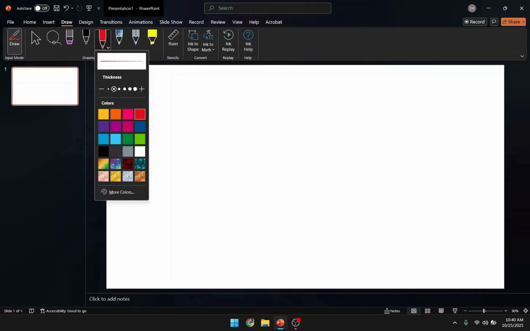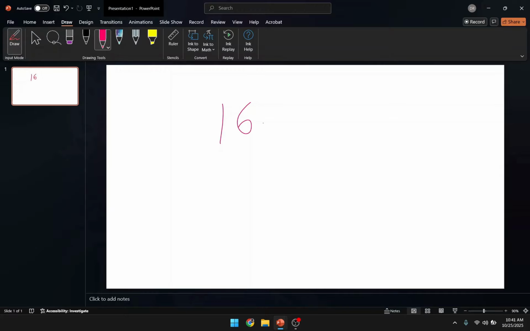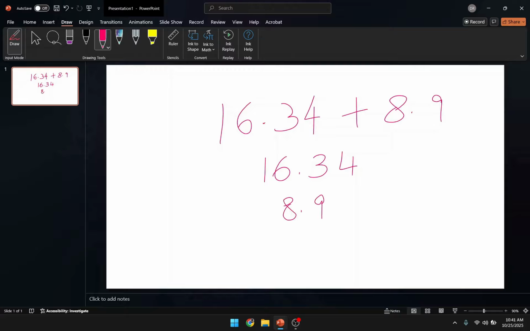So let's say we have something like 16.34 plus 8.9. Now clearly we are adding decimals here. So how to add decimals? Let's remember how I am stacking the decimals one below another. The place values have to match. So I will write it exactly like this.